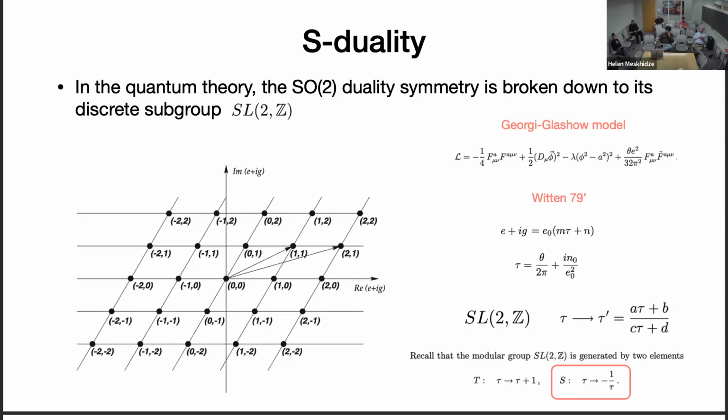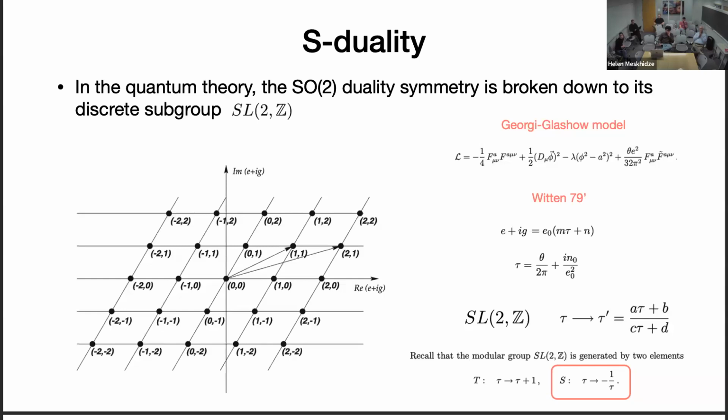And in the quantum theory, this duality group breaks down to a discrete subgroup. I will not be able to go into details about that, not just for advertisement, but for the general idea we have in mind. But in the quantum theory, this is broken down to a discrete subgroup.